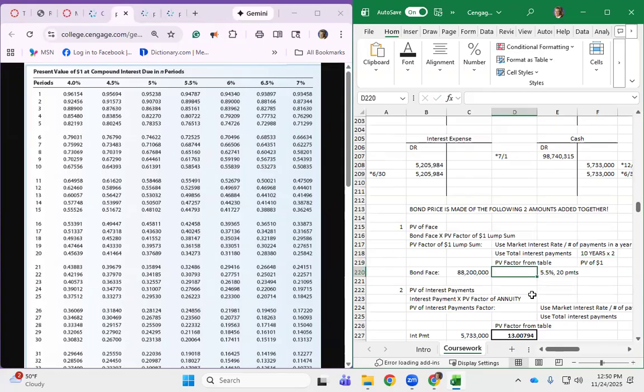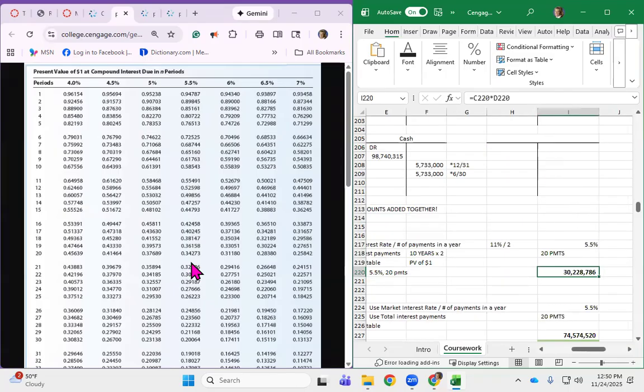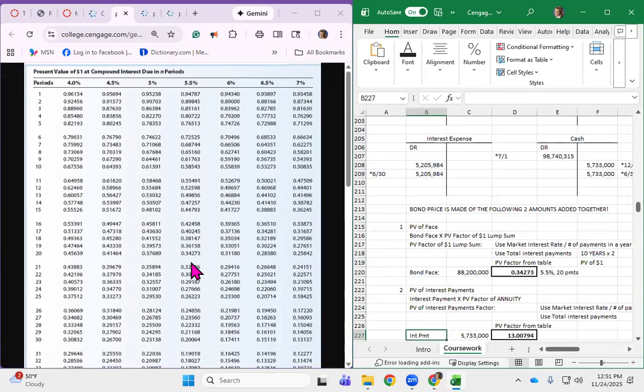Okay, my factor is 5.5% for 20. So I'm looking at 0.34273. And I've got to take that times the face. So there's the present value of the face amount that has to be added to my interest payment, and I need a factor again.